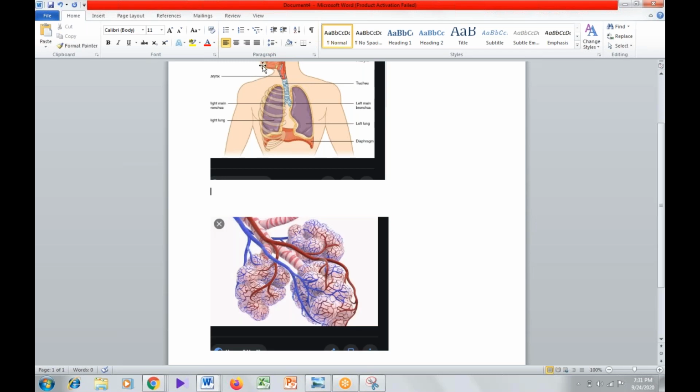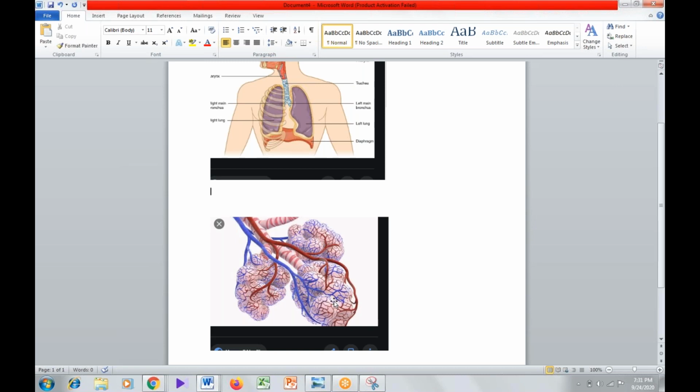Oxygen enters through the mouth or nose and reaches the trachea. The trachea divides into two branches, and each branch is called a bronchus. The bronchi further divide into small branches called bronchioles, and at the end the bronchioles open into the most important part of the lungs. The basic unit of the lung is the alveoli. So this is the alveoli shape, these are air sacs.